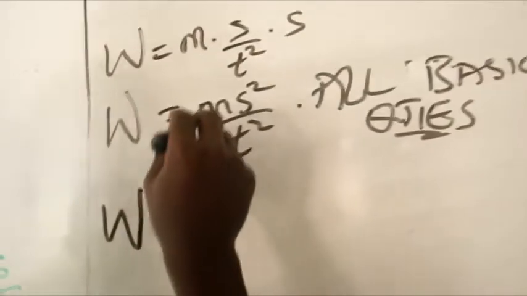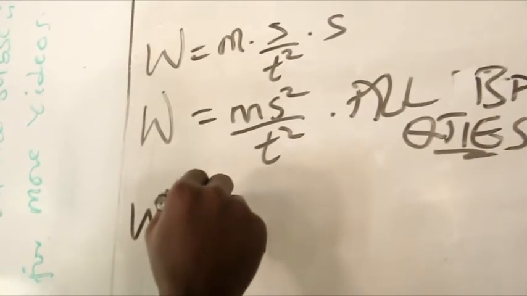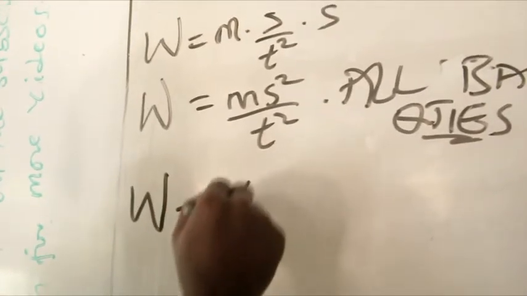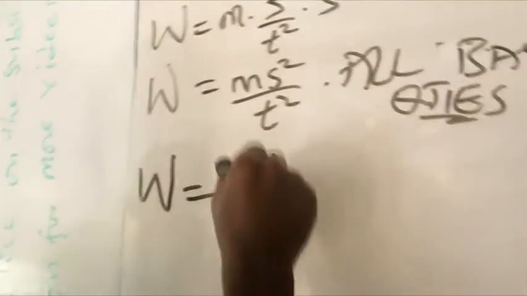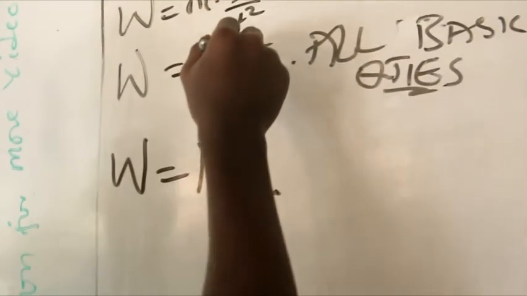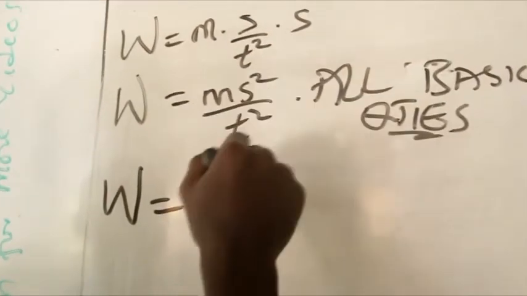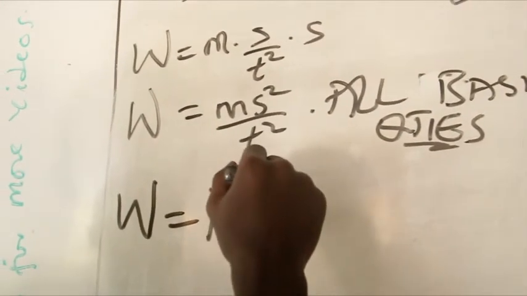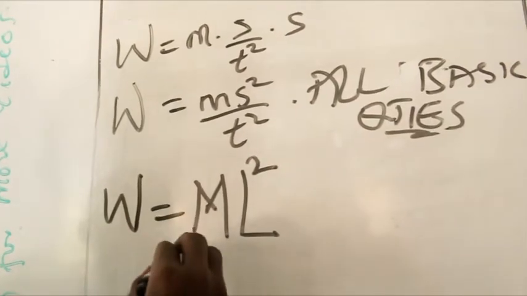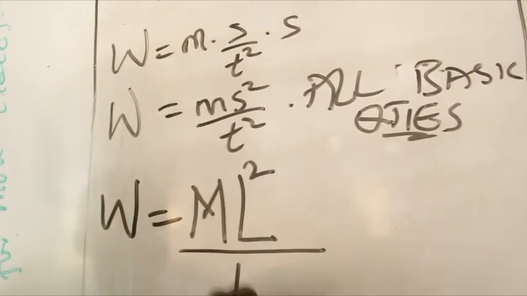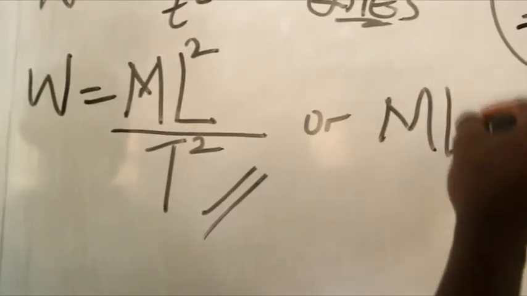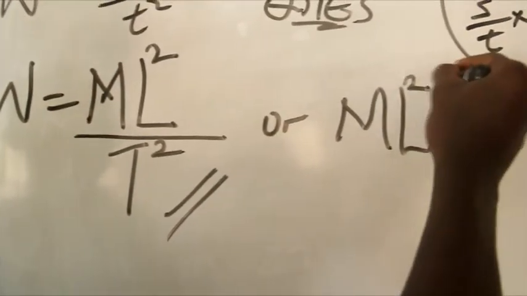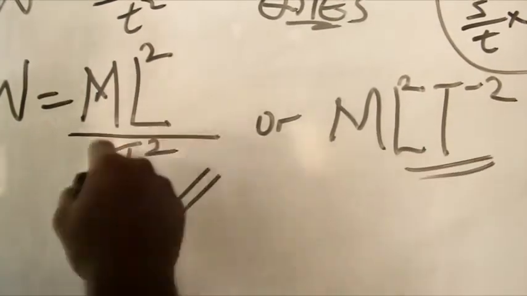So do that. What is the fundamental of mass? M. What is the fundamental of distance? L. One of the rules of dimension is that when the units are raised to a power, the dimension must also be raised to that power. Okay, what is the dimension of time? T, raised to the power of 2. So this is the dimension of work. You could also express it as ML squared T raised to the power of -2. They both mean the same thing.